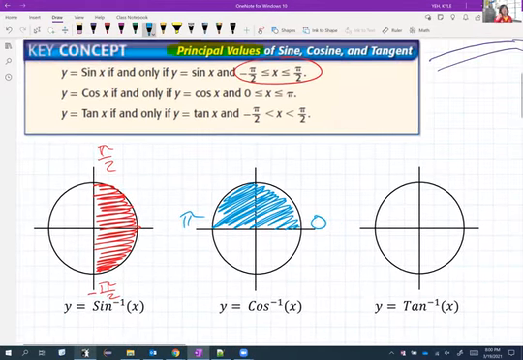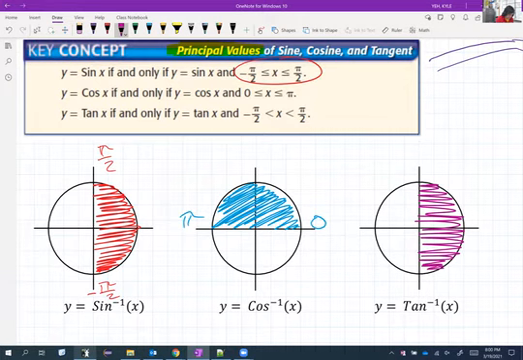Now tangent, if you remember, is positive in quadrants 1 and 3, negative in quadrants 2 and 4. And so right here, what do we do? Because we want one positive region, one negative region, we're actually just going to copy the exact same region as sine. We're going to say negative pi over 2 to positive pi over 2. And that will be the region for our inverse tans.